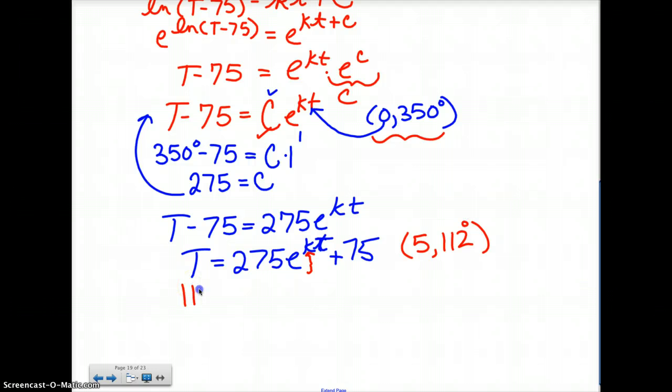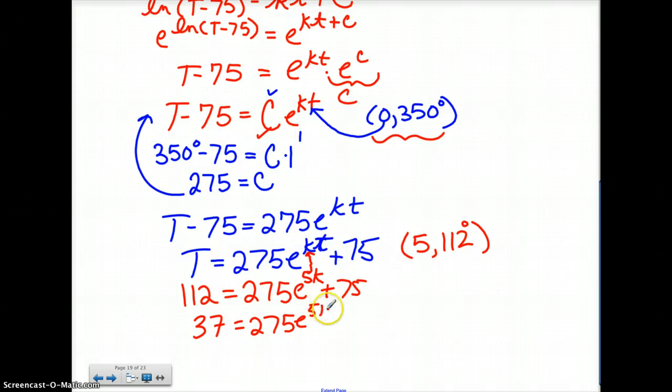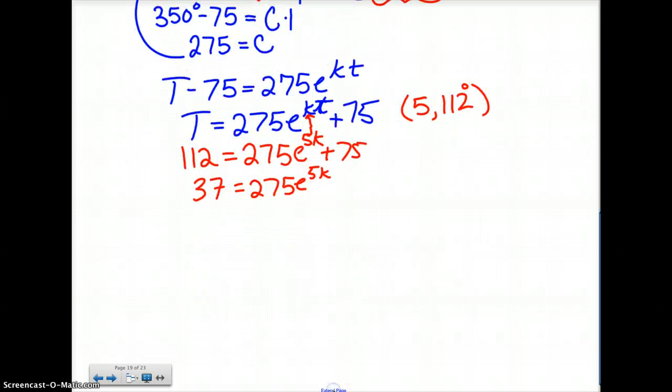So I know it's 112 degrees, and that's at time 5, so I'll put a 5 in there for t, plus 75. I'll subtract the 75 and I get 37 is 275 e to the 5k, and you can see where this is going. Again, solving for that exponent, it's got a rhythm to it, so I will be dividing and I will natural log both sides.